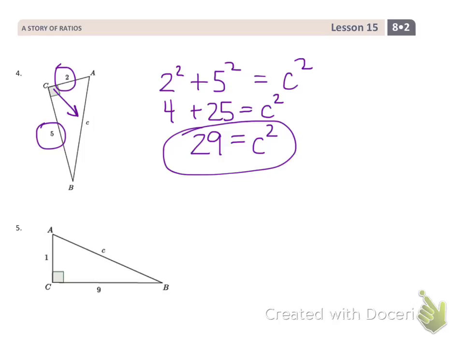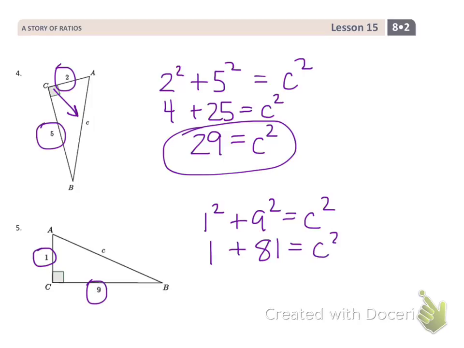Let's look at the last one here. I've got a triangle with a 1 and a 9, so 1 squared plus 9 squared is c squared. So I've got 1 times 1, which is 1. 9 times 9, which is 81. So this gives me 82 is equal to c squared. Once again, not a perfect square, so I'm going to leave my answer in that form.